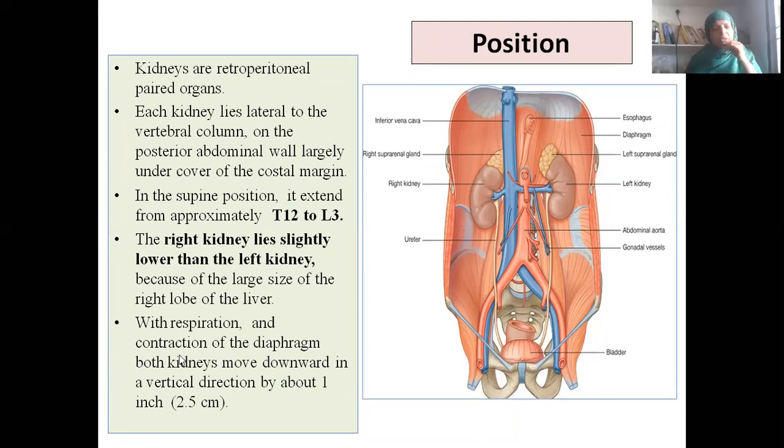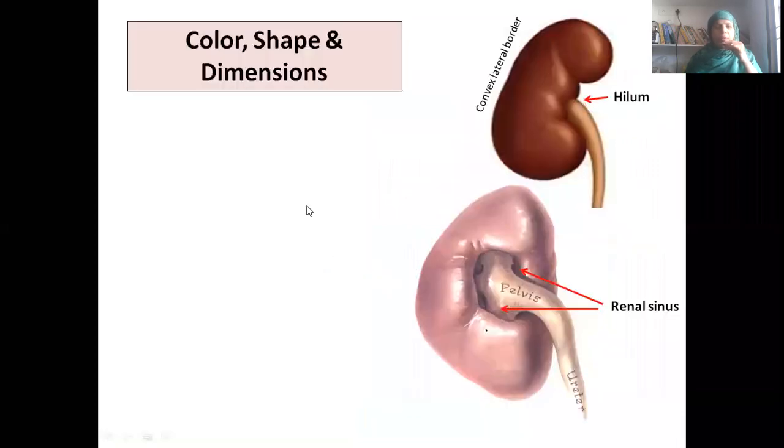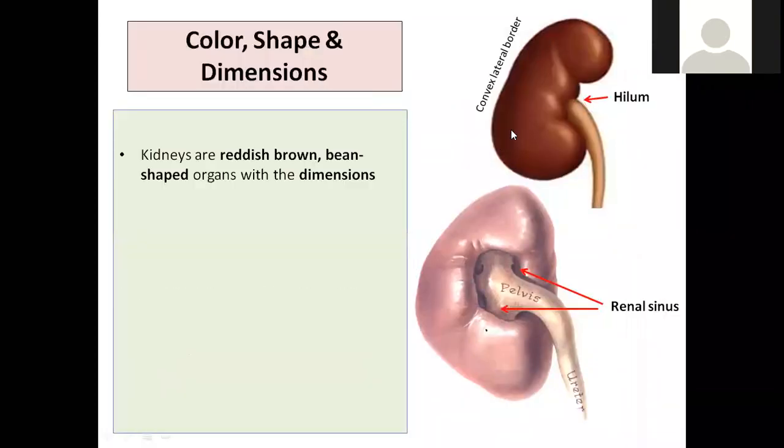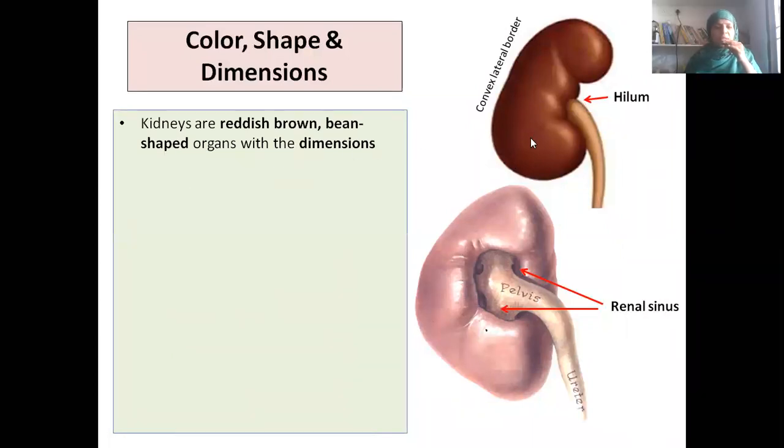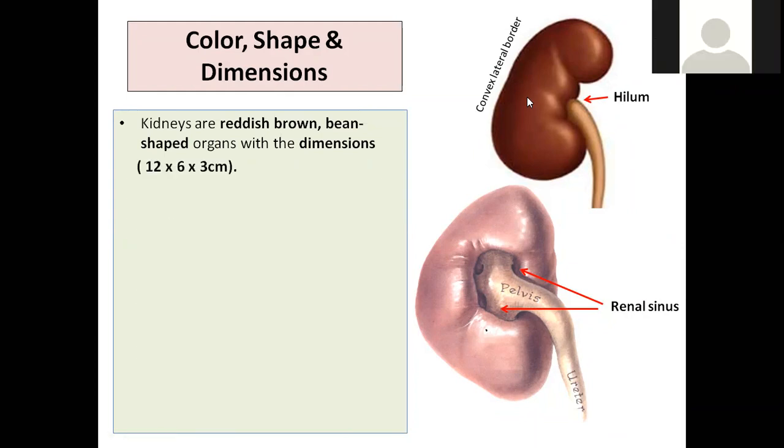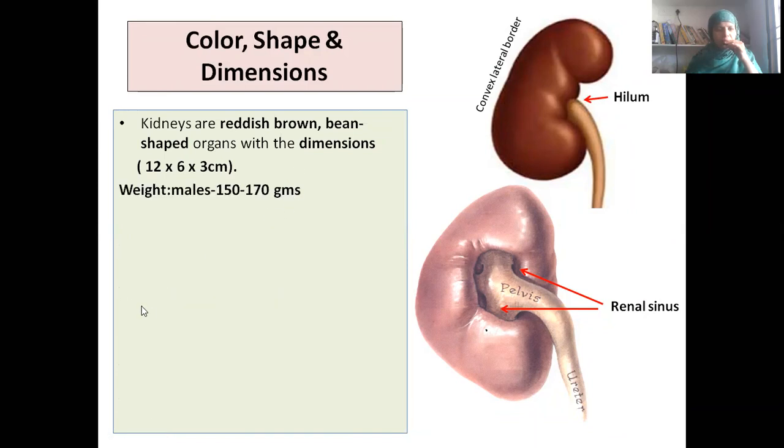With respiration and contraction of the diaphragm, both kidneys move downwards in vertical direction. They come down at least 1 inch, that is 2.5 centimeters. Now, what is the color you are finding? They are reddish brown when you see them in the dissection hall. Bean shaped organs. Now let us see the dimensions: 12 into 6 into 3, that means 12 centimeters in length, 6 centimeters in width, 3 centimeters in thickness. The weight in males is 150 to 170 grams, and in females it is a little less, 130 to 150 grams.